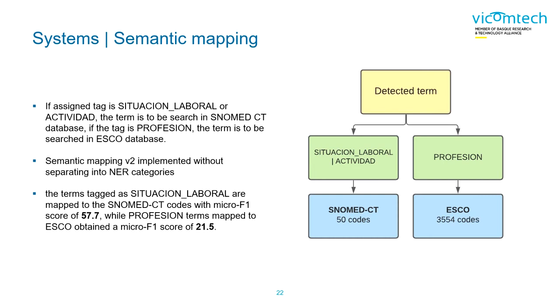For the case of the separate search, we select the closest description with the condition depending on the tag assigned previously. In our experiments, mapping of SNOMED codes obtained a micro F1 score of 57.7 and ESCO codes obtained 21.5. So the performance of the semantic search method depends on the number of target elements.